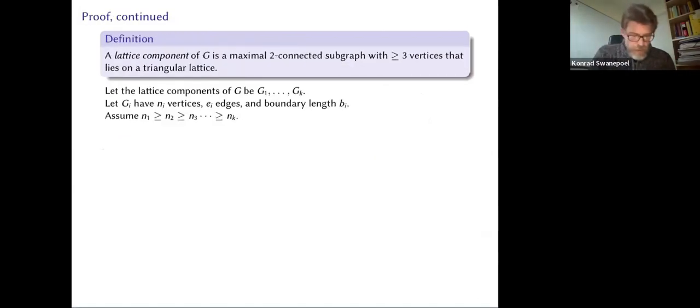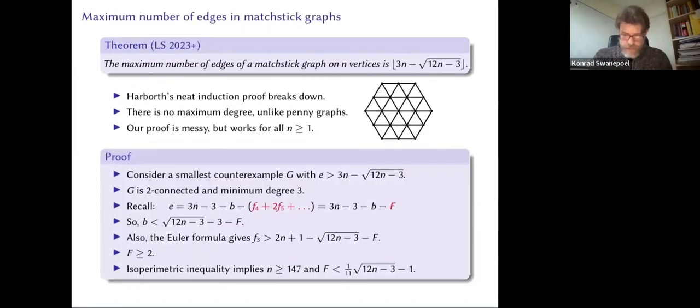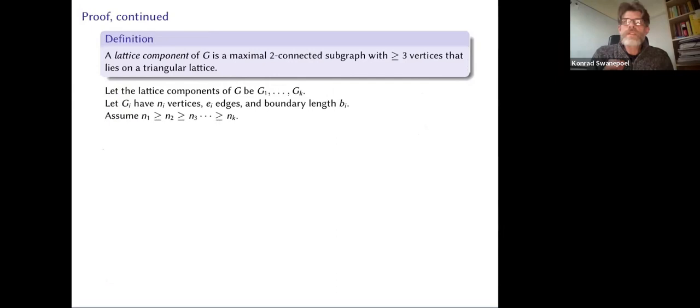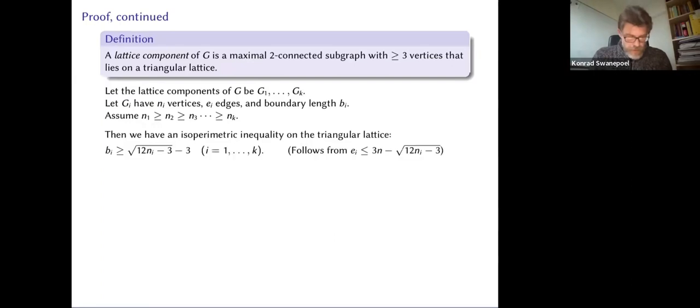Now the important thing is to look at the pieces of the matchstick graph which has slightly too many edges. So there's going to be lots of triangles, so there's going to be lots of pieces that lie on the triangular lattice. And we call those maximal pieces lying on a triangular lattice, lattice components. Let's say that there are k of them, g1 up to gk. We order them from largest to smallest. And then what can we say about them?